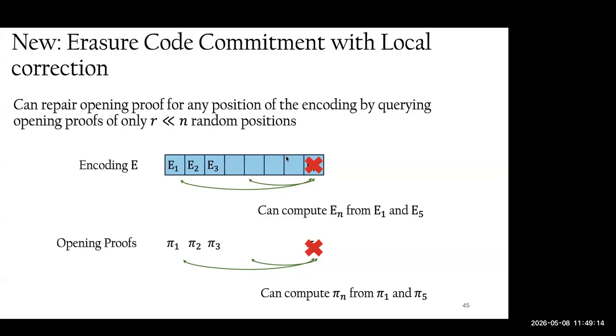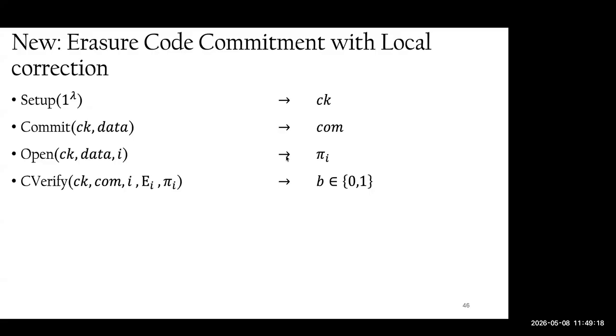Okay, so that's an erasure code commitment with local correction. This is a new primitive we introduced. In terms of syntax, we have the same four algorithms as before, but we also have C local correct, which takes as input a bunch of symbols e_j of your encoding, along with the opening proofs pi_j for the same positions, and then it gives you the opening proof for i. Any questions?